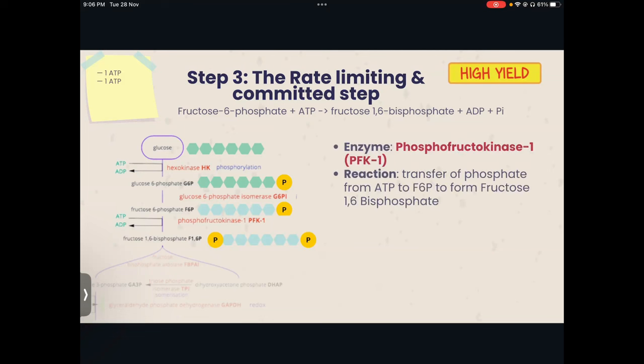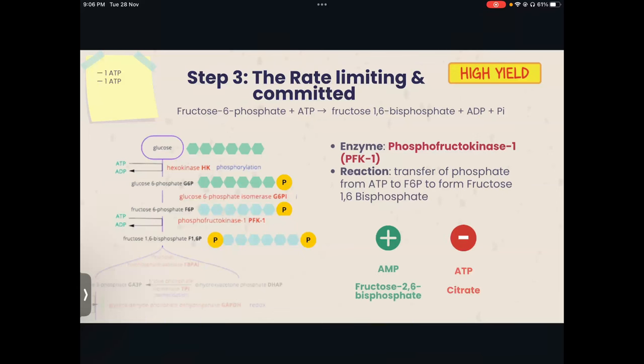Now, the enzyme here is where it gets important. The enzyme is phosphofructokinase 1, or PFK1. So PFK1 is the enzyme that makes it rate limiting and committed, and we will talk more about this. Now, it is regulated by a multitude of these molecules. We have molecules that will upregulate it or increase its activity, and these molecules are AMP and fructose 2,6-bisphosphate. AMP will cause phosphofructokinase to increase its activity in order to make glycolysis happen faster in order to produce ATP, because when AMP is high, you need to make more ATP.